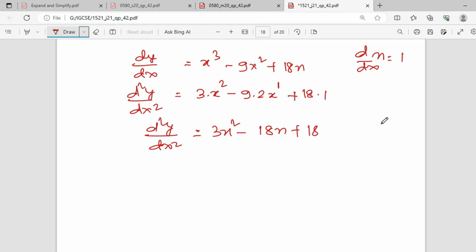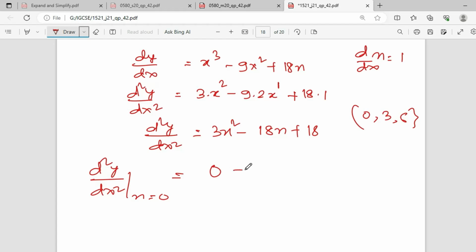Now we got the 3 points, right? One was 0, one was 3, another was 6. These are the values of the stationary points x. I will try to find d2y by dx square when x equals 0. If I put it here, 0 square into 3 is 0, minus 18 into 0 is 0, plus 18. I got a value which is greater than 0, right? That means minimum. So at x equals 0, this value will be minimum.